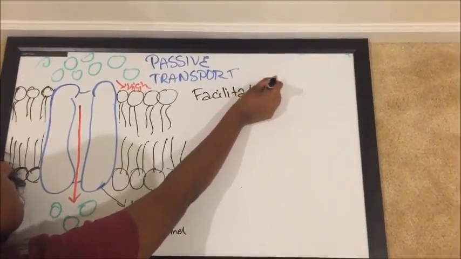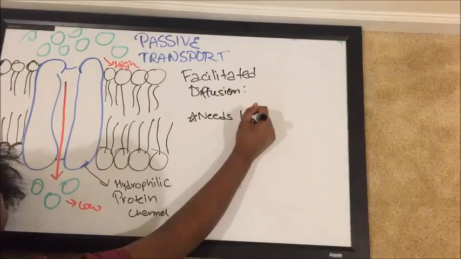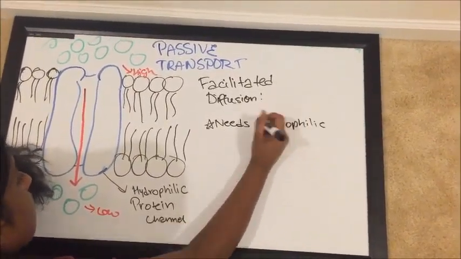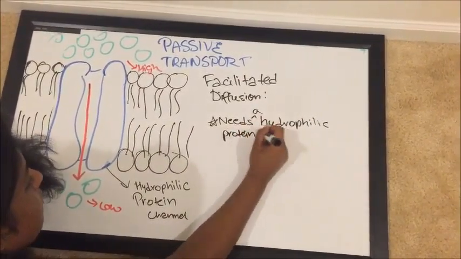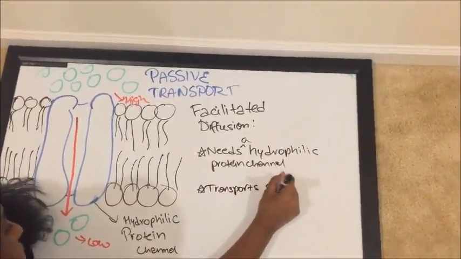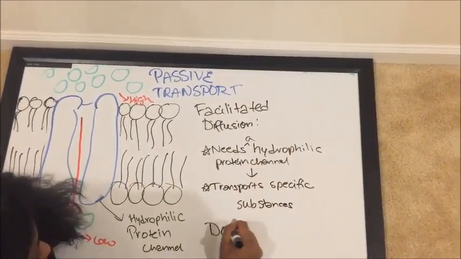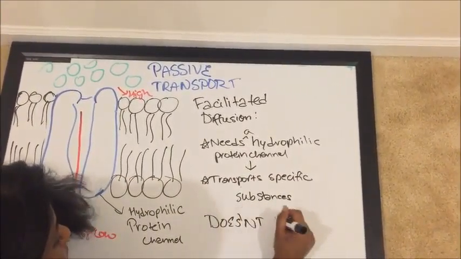Facilitated diffusion uses hydrophilic protein channels which transport specific molecules across the membrane. It doesn't require energy.